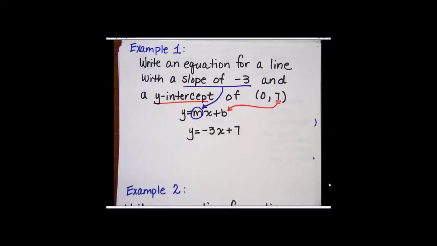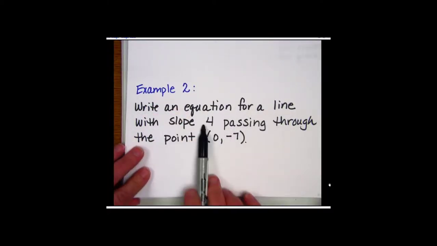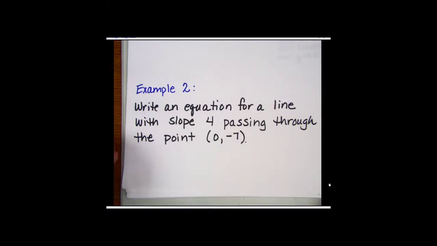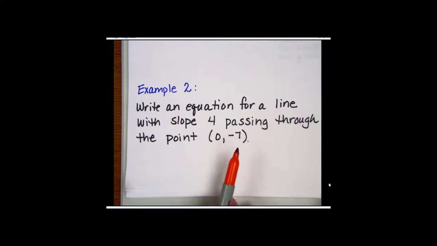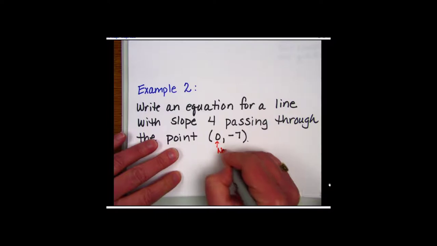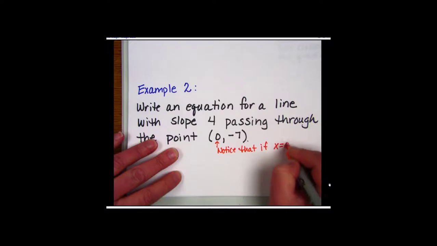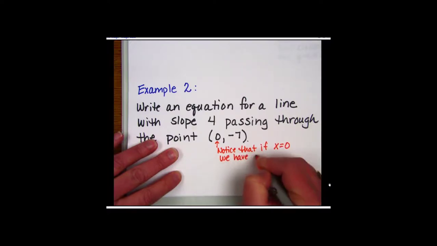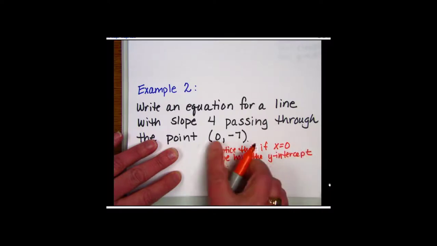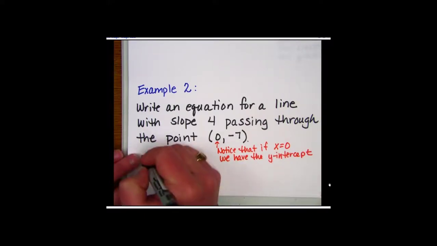Now sometimes they may just give you a point and not tell you it's the y-intercept. So write an equation for a line with slope of 4 passing through the point 0, -7. Now if it is not the y-intercept, you're going to have to do something different. But if it is the y-intercept, you're going to notice right here that if x equals 0, we have the y-intercept. So if you're on your toes and you know to look for a 0 here, you'll have the y-intercept and you don't have to do as much work as if you don't.